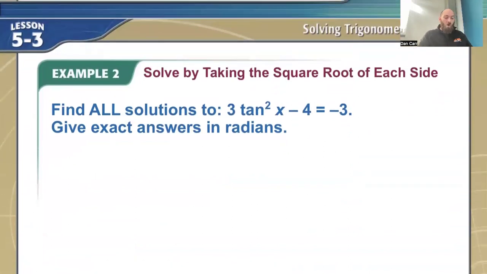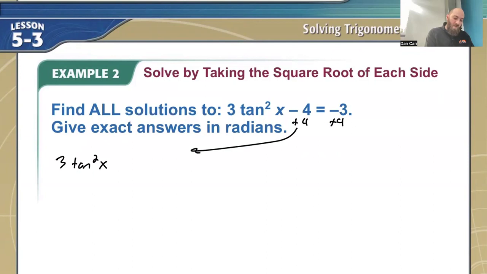I want to find all the solutions to this. So we're going to do the same kind of process. I'm going to try to get x by itself as best I can. So we'll start with adding 4 to both sides. I'll rewrite it over here. So 3 times the tangent squared x is equal to negative 3 plus 4, which is 1. Divide both sides by 3, so I get tangent squared x is equal to 1/3.